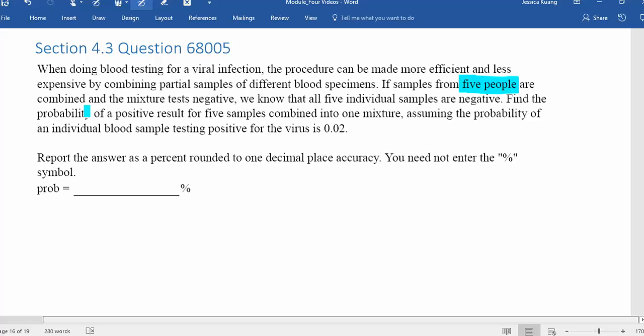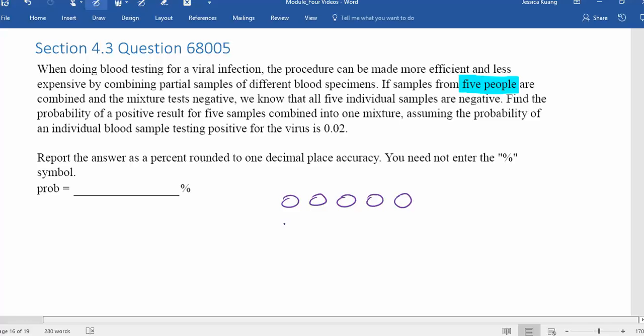Combine and mixture test negative. We know that all 5 individual samples are negative. So what does it mean? It means I have one sample with blood from 5 different people.